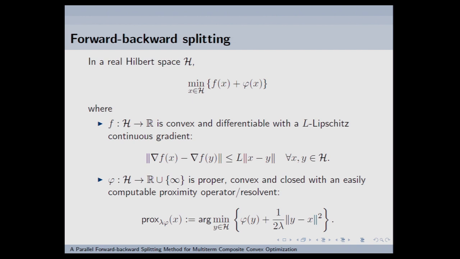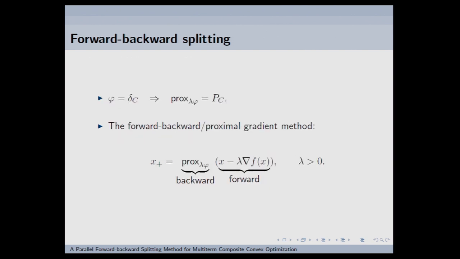And this, of course, has a lot of applications. Phi is, for example, sparsity regularization and so on. When phi is the indicator function of some closed convex set, this proximity operator is the projection onto the set. The forward-backward is a very popular algorithm for solving this problem. We perform a forward step, like a gradient step, and this backward step is like a projection. When phi is the indicator function of C, this is the projection.